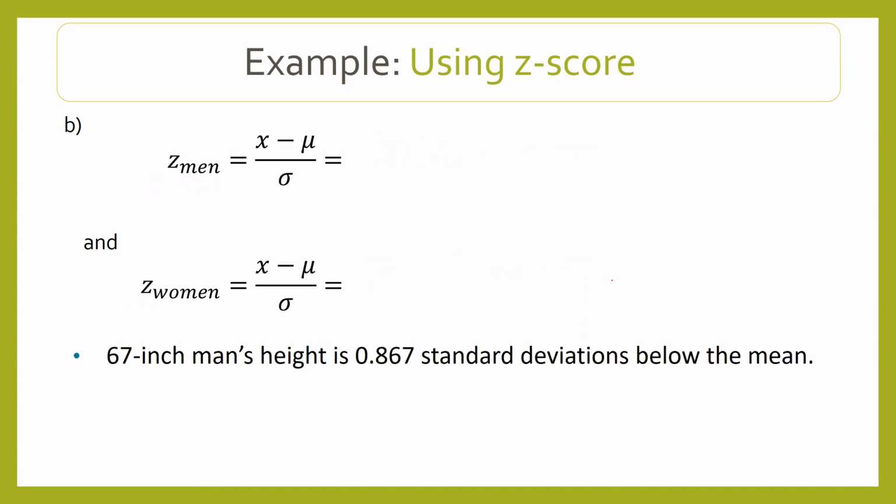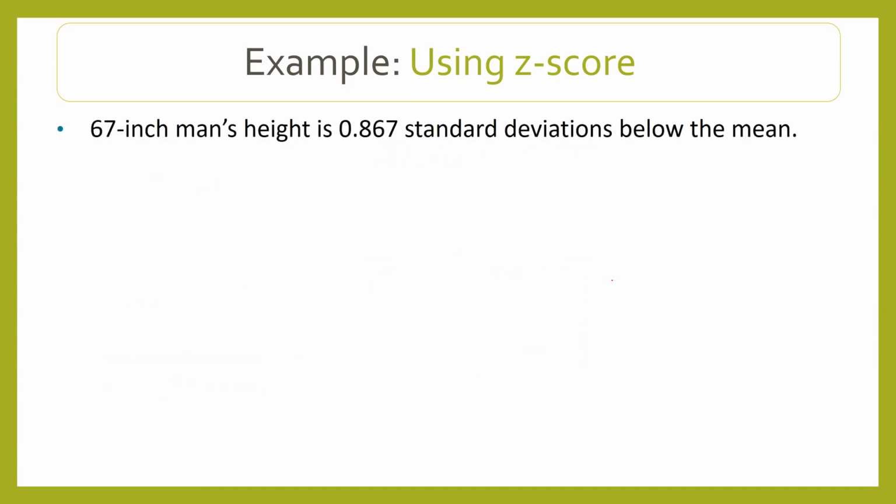The 67-inch man's height is 0.867 standard deviations below the mean. Observe that I didn't put a negative value here because I already described that it's going to be below the mean. In general, here is the mean, 0 for the z-score, and once I have negative 0.867, the distance away from the mean is my concern. So it's 0.867 below the mean.